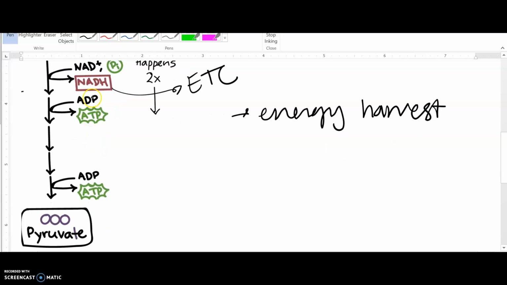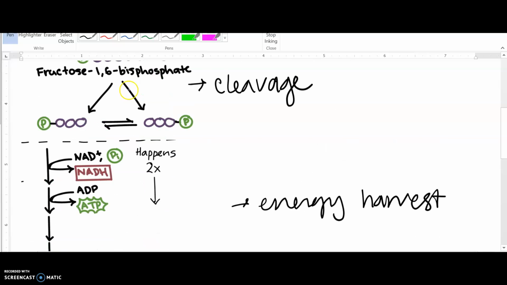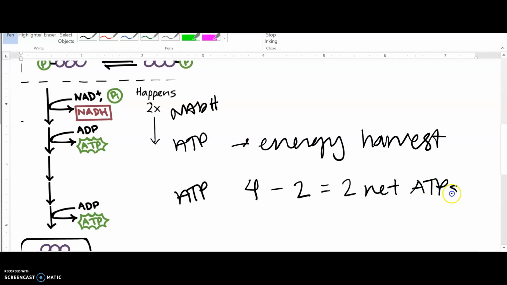And then ADP gains a phosphate to become ATP. These are some cool particles because they provide us energy, but 2 is not really that many. Remember, this happens twice. So for every 1 molecule of glucose, so far I am producing 2 NADHs and 4 ATPs. But I've produced 4 ATPs, and I used up 2 ATPs in the investment stage, so 2 net ATPs are what's being produced here.